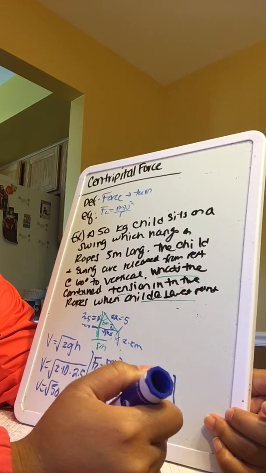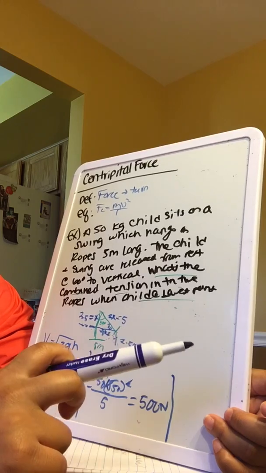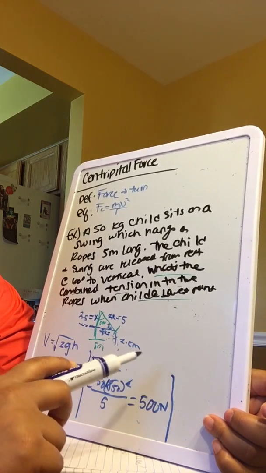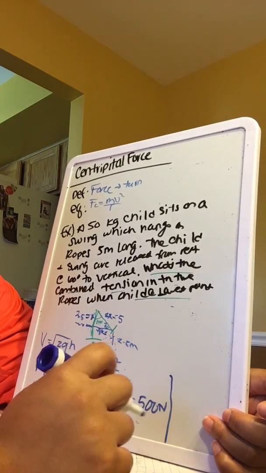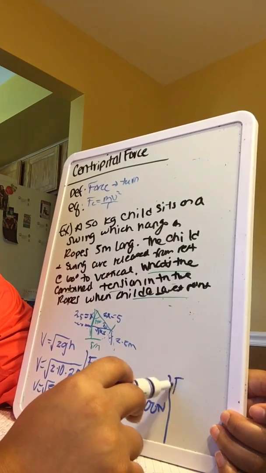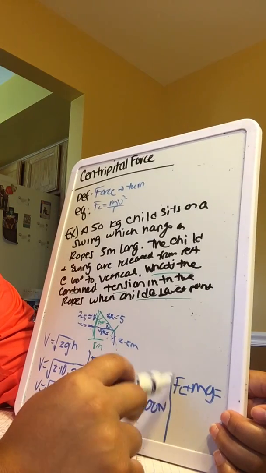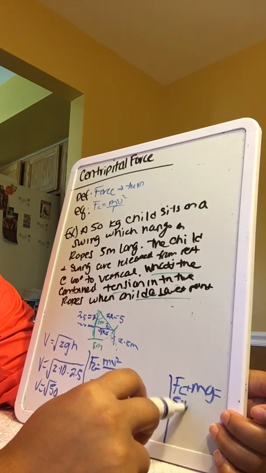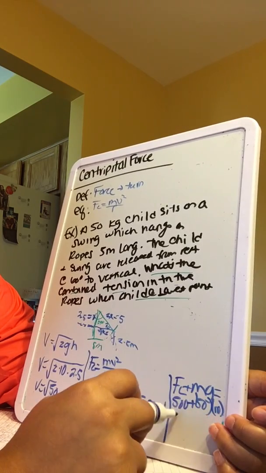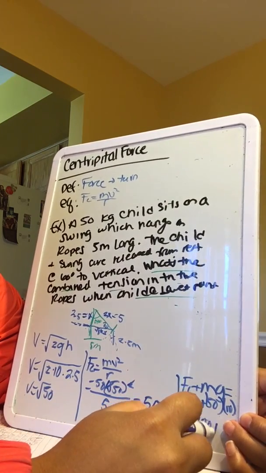Okay, now that we have that, we have to refer back to the question. It says, what's the combined tension in the ropes when the child's at its lowest point? So they want to know the combined tension. So we have the centripetal force here, but what we want to do is add the centripetal force and the force of gravity. So we would just add 500 plus the mass times the gravity, and that equals 1,000 newtons.